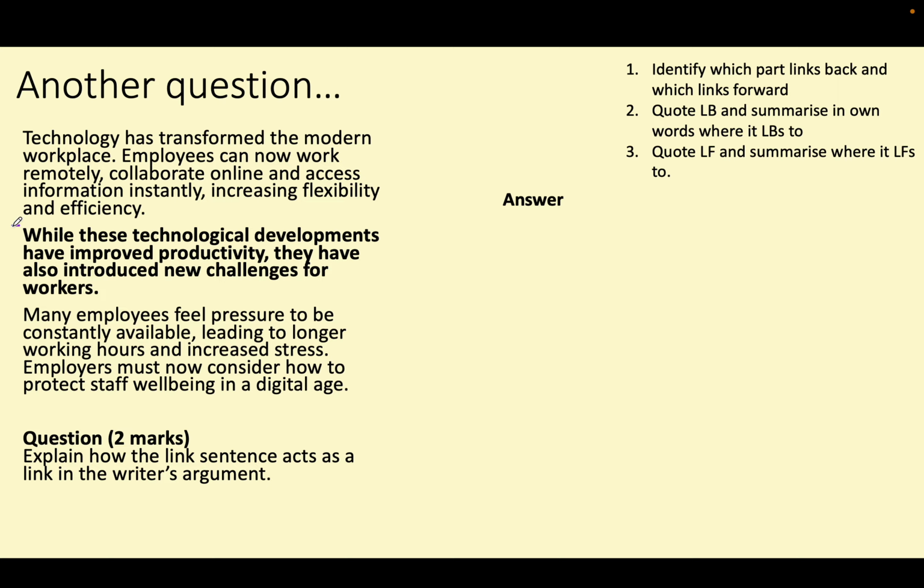So the link sentence is obviously this thing in bold here. First of all, let's identify which part links back and which part links forward. So obviously this first little paragraph is talking about the positives of technological development. So these technological developments obviously links back. Yeah. So LB. And then this one is about challenge. Here we go. Introduced new challenges. Links forward. Brill.